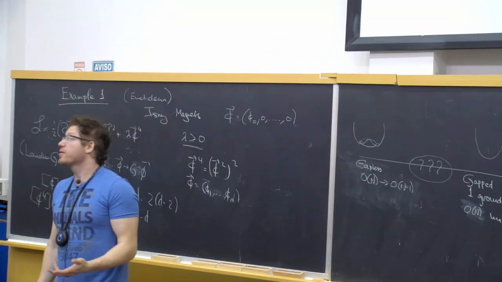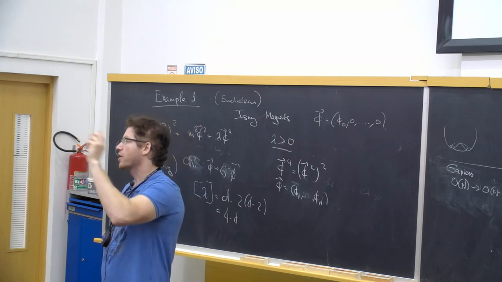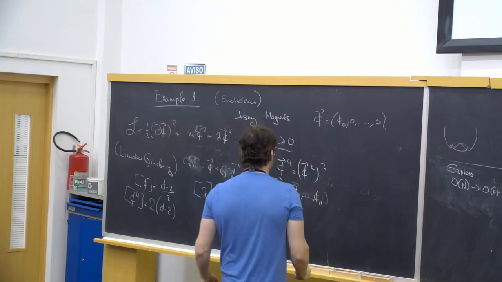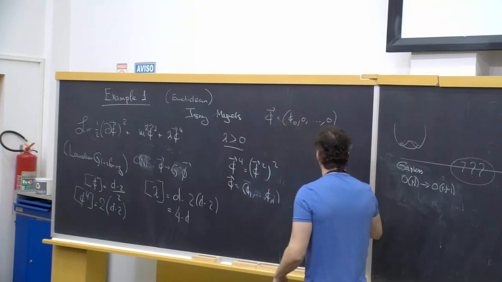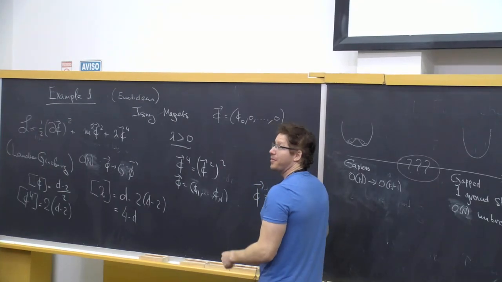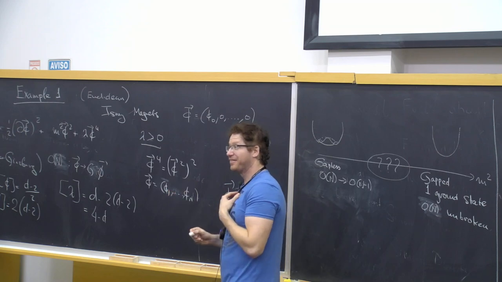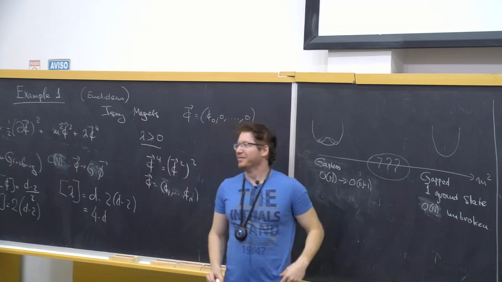Why is it called the XY model? It's because when this vector is two-dimensional, you might call it phi1 and phi2, or you might call it X and Y. No, I'm serious. That's why it's called the XY model.